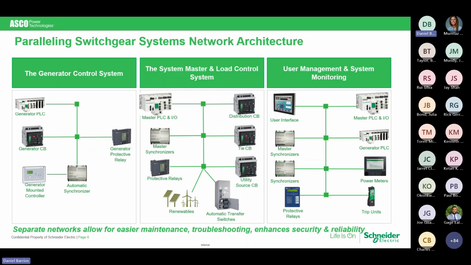In the master section, we've touched on the master PLC and I/O, the distribution breakers, tie breakers, utility breakers or such, protective relays, and then specifically if you either have a split bus, meaning a bus A and a bus B, or if you are parallel to the utility, we will now have to introduce a master synchronizer, an MSLC, to perform that task. Over on the other side, there is a user interface. You'll see a better picture of it. And again, the same devices are shown.